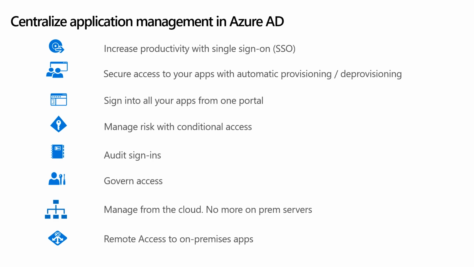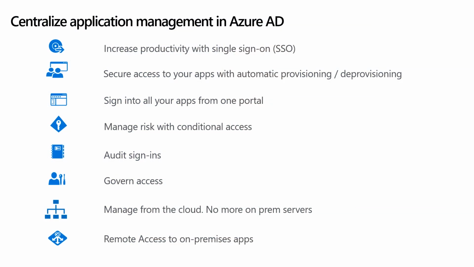And the one major thing is you can manage everything from the cloud. You do not have to go to the VPN and log in to the server and then manage some sort of identity or application from there. You can centralize everything into Azure Active Directory. And last but not least, you can manage remote access to on-premise applications even.